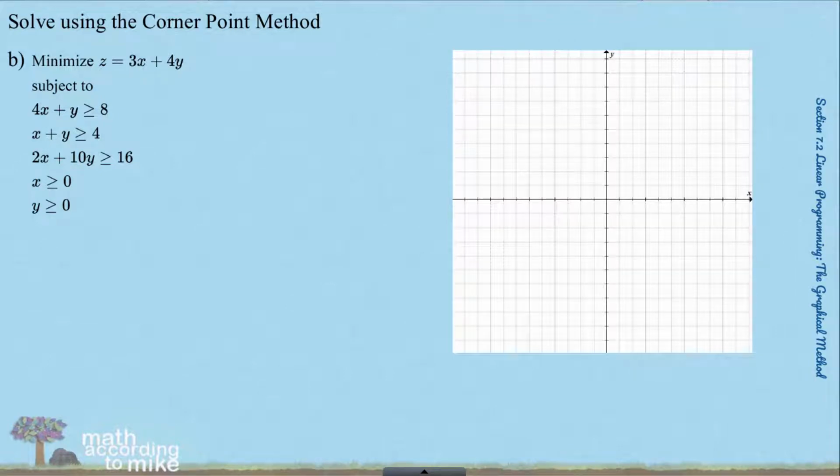We'll solve using the corner point method. As before, we will graph this system of equations. Remember, this guy says stay in quadrant 1. Q, the first inequality, x-intercept of 2, y-intercept of 8.